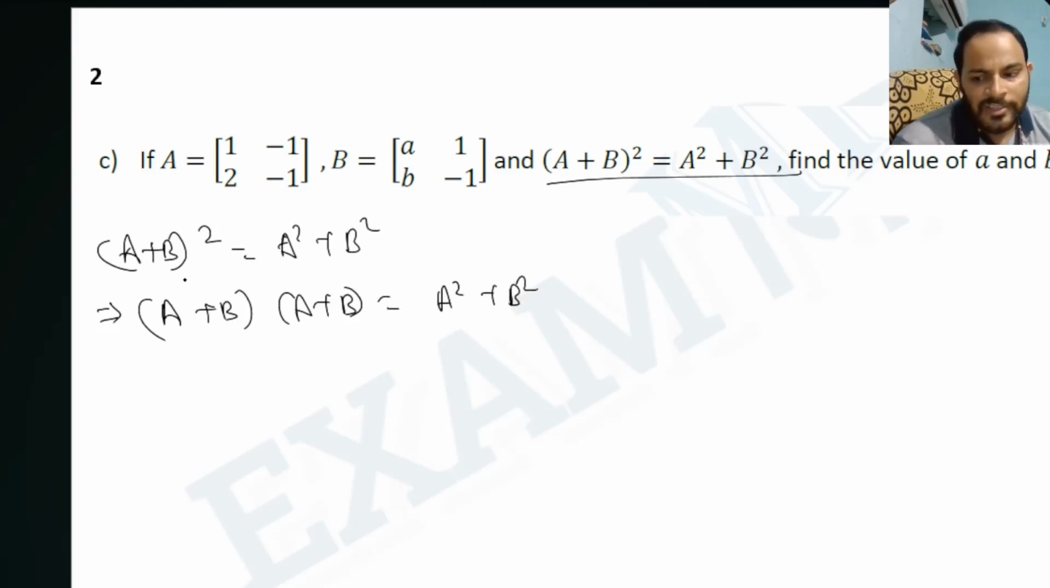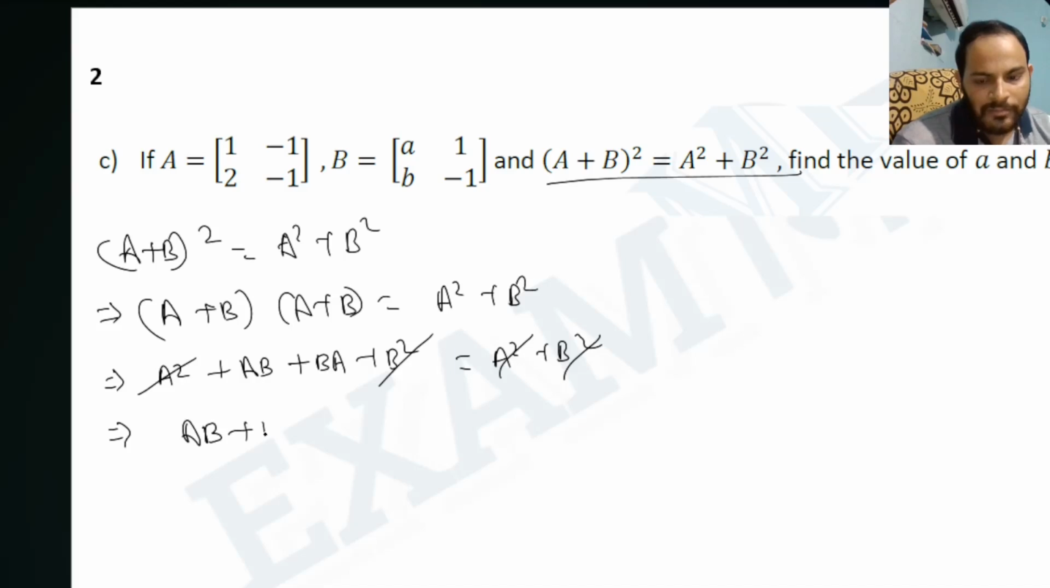See, we cannot use here the identity that (A plus B) whole square is A square plus B square plus 2AB. This is a matrix and not simple numbers or alphabets. So we cannot do that here. So we need to follow the basic method. So A into A is A square, plus AB, then plus BA, then plus B square, and this is A square plus B square. Now you can see A square and A square will be cancelled, B square and B square will be cancelled as well. So we are left with AB plus BA.